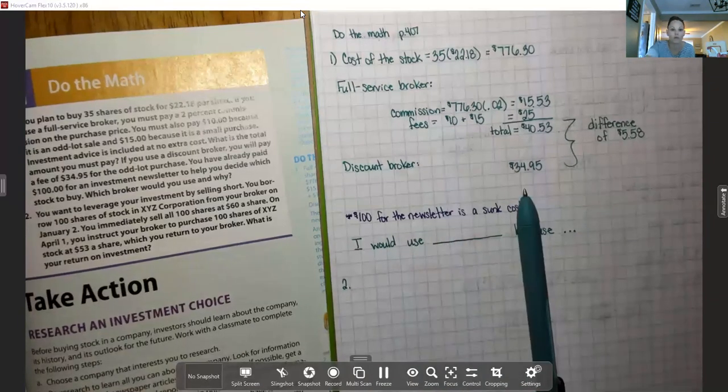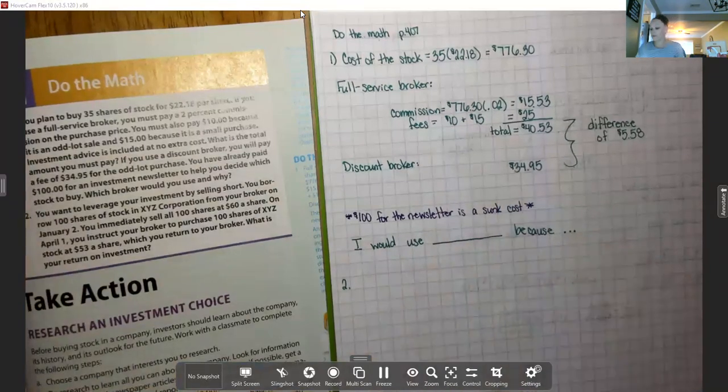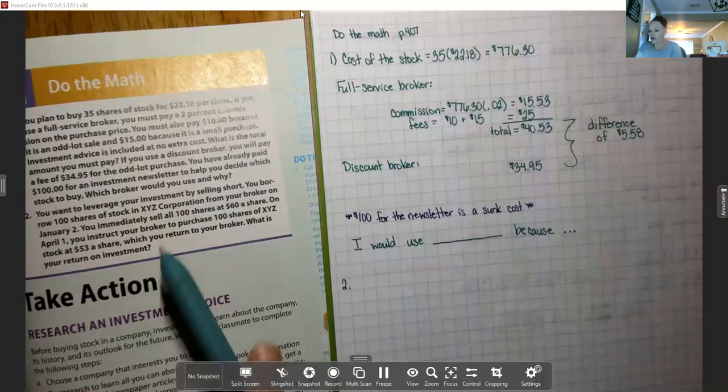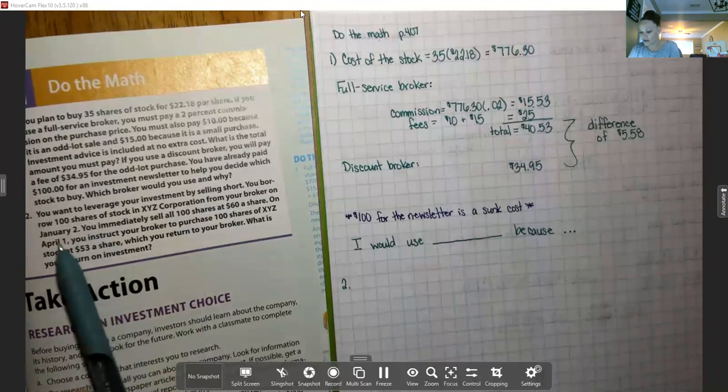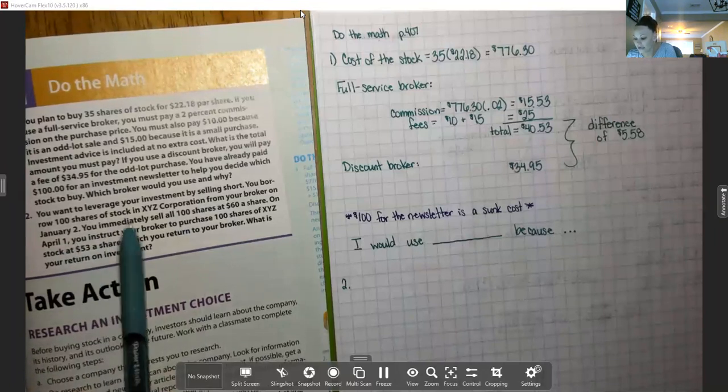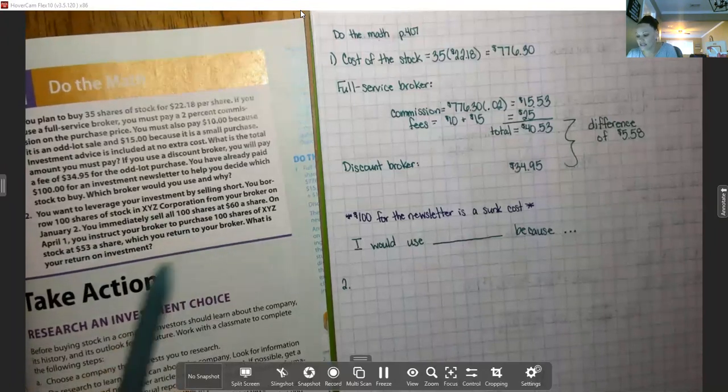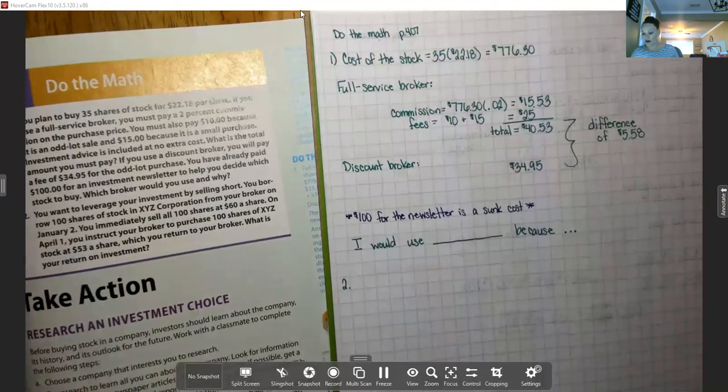Okay, so where was I? You want to leverage by selling short. You borrow 100 shares on January 2nd. You immediately sell all 100 shares at $60 a share. On April 1st, you instruct your broker to purchase 100 shares at $53 a share, which you return to your broker. What is the return on investment?